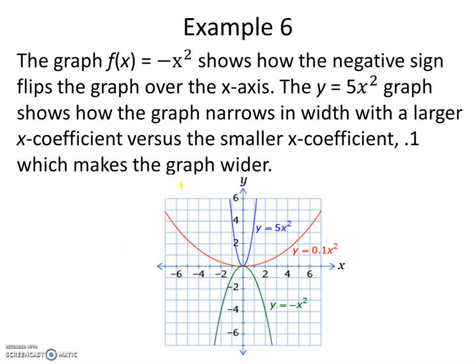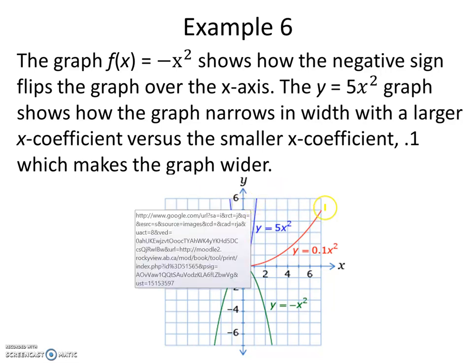In example 6, we have the graph f of x equals negative x squared. It shows how the negative sign flips the graph over the x-axis. The y equals 5x squared graph shows how the graph narrows in width with a larger x coefficient versus the smaller x coefficient, 0.1, which makes the graph wider.